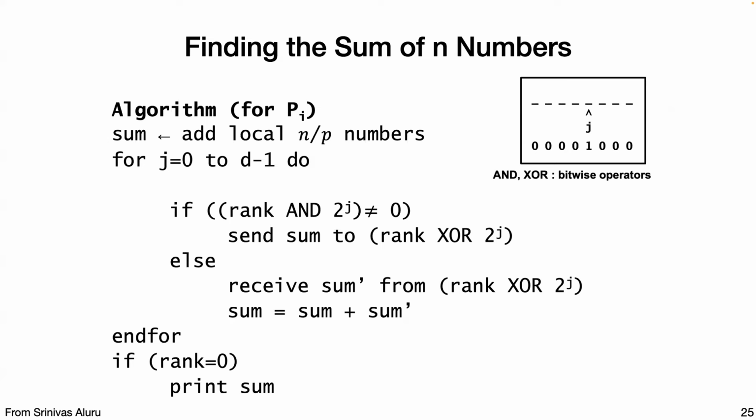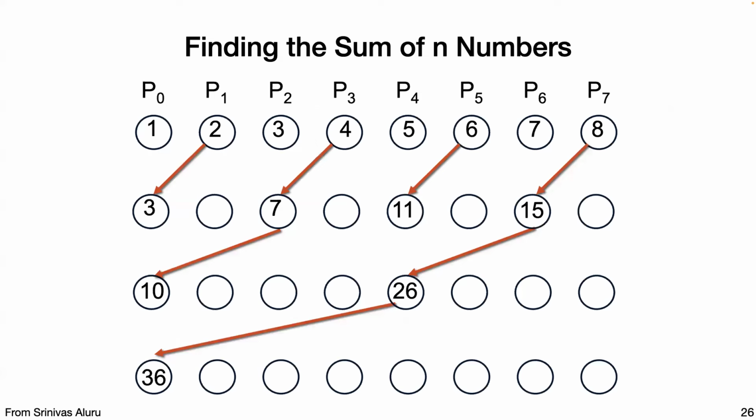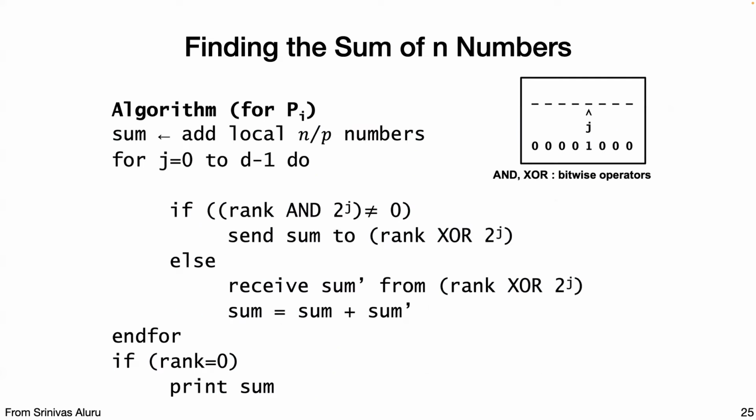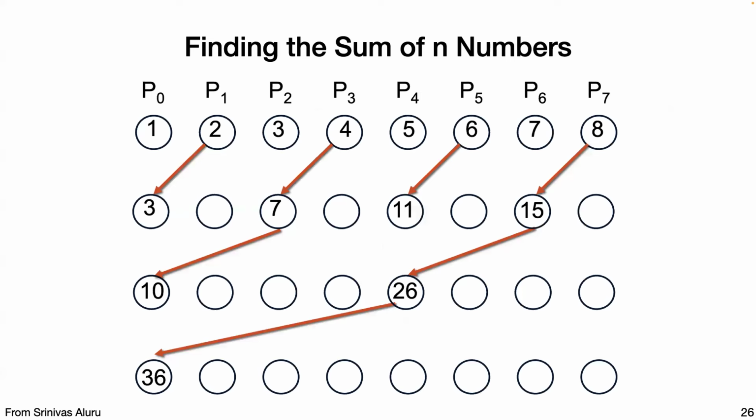Actually, I can just show you now and then we'll come back here. So this is the tree sum that we're going to do. In the beginning, d is 0, and j is 0, so 2 to the j is 1. And then the neighbors are 1 apart.